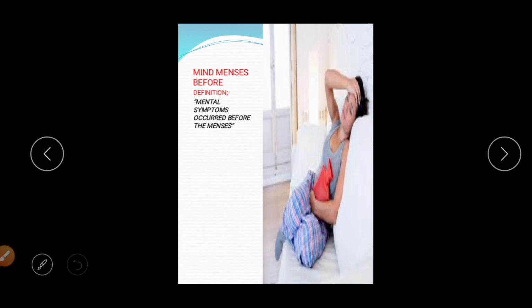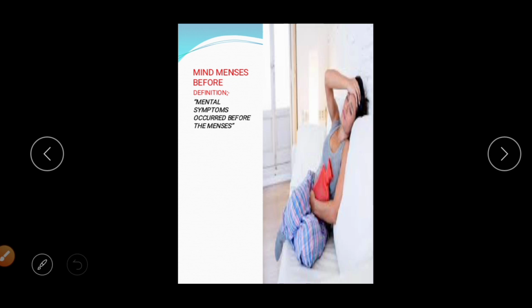The next rubric is mind symptoms before menses. Usually premenstrual syndrome is there. Before menses, she used to get some symptoms: irritability, dullness, aversion to domestic work, becoming dull, desire to lie down, wants to lie down. These are the symptoms she has been facing every time since the menarche. So I have taken the rubric mind symptoms before menses.